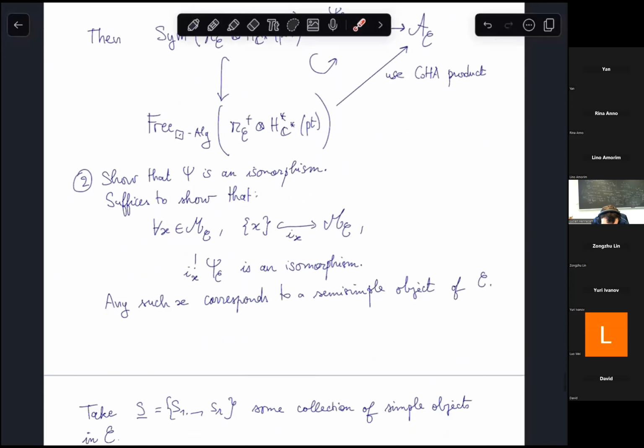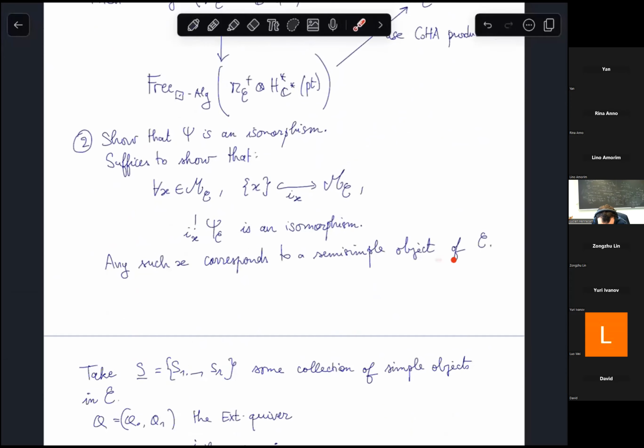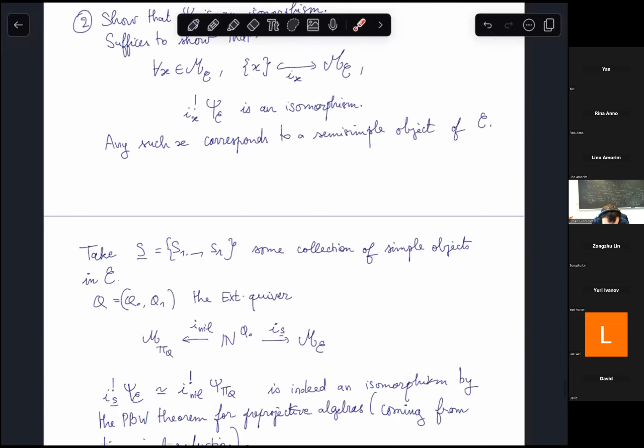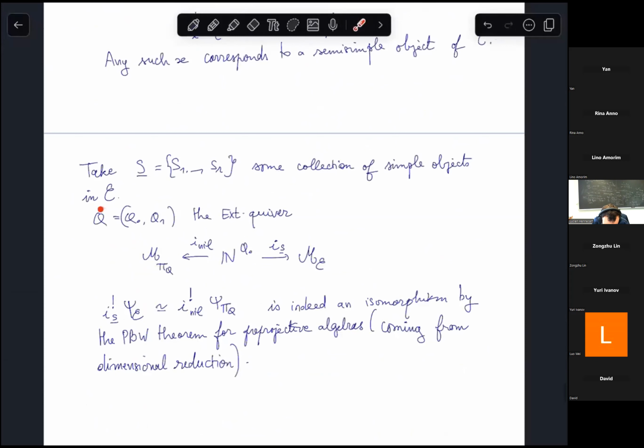And again, such an x corresponds to a semi-simple object of C. So you take the collection of simple summands of this semi-simple object, and you take the Ext quiver for this collection of simple objects. You have some embeddings of this monoid N^{Q_0} inside the stack of representations of the preprojective algebra of Q. So some M is sent to the 0 representation of dimension M. And on the other side, it's sent to the direct sum of S_i to the power M_i.